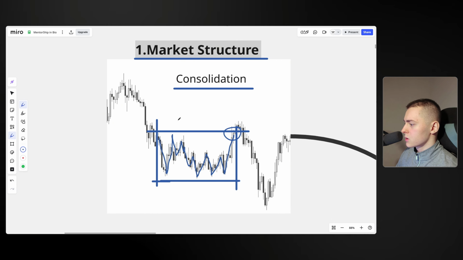Now, quickly to mention, no market phase lasts forever. There's always going to be a short period of uptrends and downtrends. Keep that in mind. It will not always be consolidating.